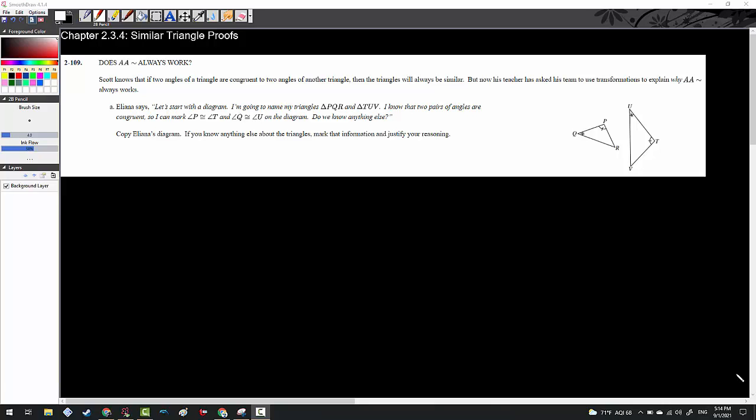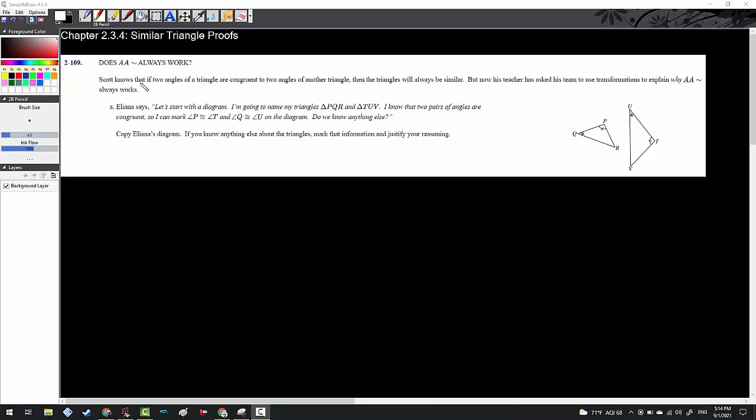In today's episode, we will be discussing Chapter 2.3.4, Similar Triangle Proofs. The first question is a pretty basic one, even though it seems pretty lengthy. It talks about Scott knowing that if two angles of a triangle are congruent to two other angles of another triangle, then the triangles will always be similar. But now he's being asked to prove if that statement is true.